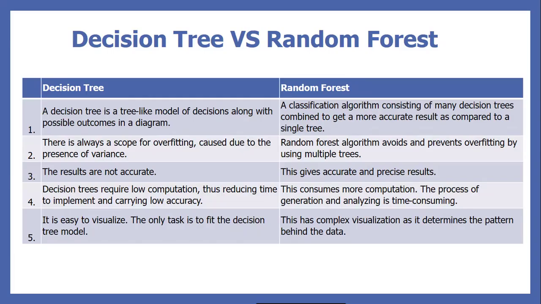Decision tree requires low computation, thus reducing time to implement, and carries low accuracy. Random forest consumes more computation. The process of generation and analyzing is time consuming. Decision tree is easy to visualize. The only task is to fit the decision tree model. Random forest has complex visualization as it determines the pattern behind the data.